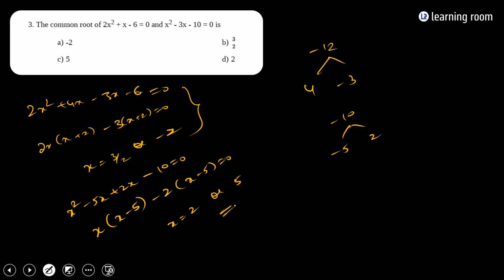So what is the common root? x is equal to minus 2. Minus 2 is the common root. Yeah, x is equal to minus 2. Correct.